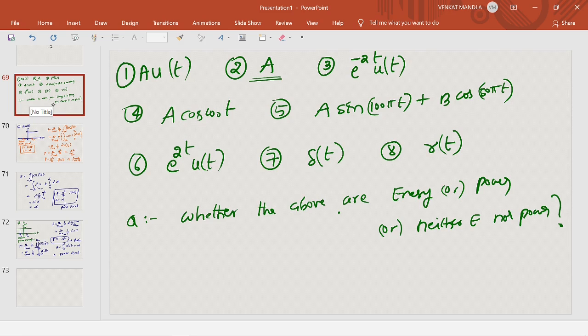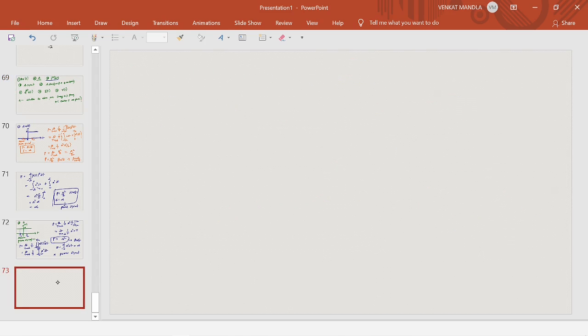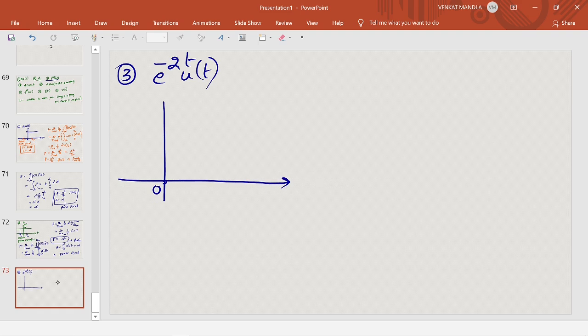The next problem is e power minus 2t into u of t. This one. Third one, e power minus 2t into u of t. You will draw the signal also. So you are multiplying with u of t, which means only the positive side of the signal. Okay, the negative side of the signal is 0. You will draw it like this.